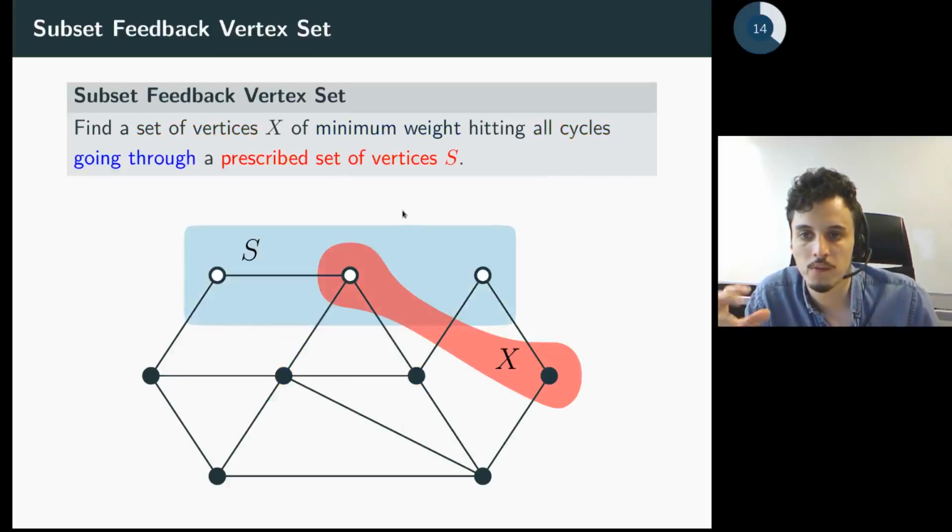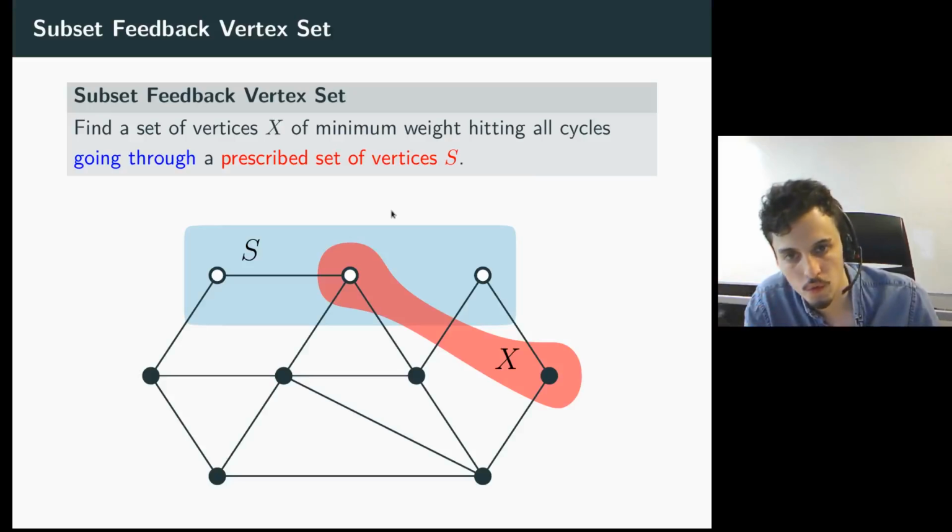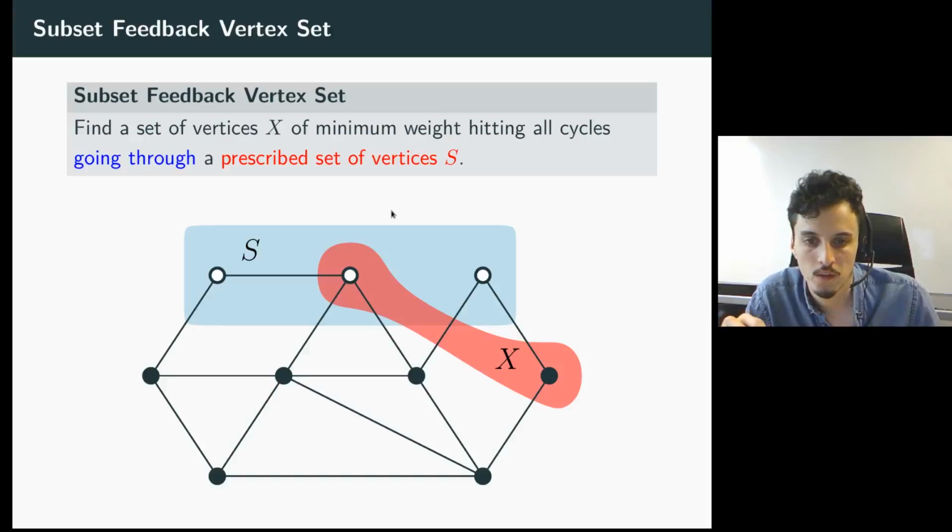In subset feedback vertex set, we are given a graph, but also a set of vertices that we will call S. And we want to find a set of vertices of minimum weight that hits all the cycles that go through S. So in this example, this is S, and the vertices of S will always be white filled in this talk. And it is sufficient to remove these two vertices.